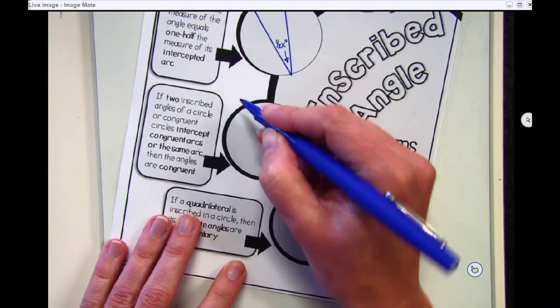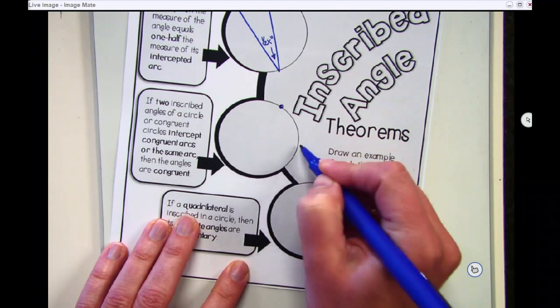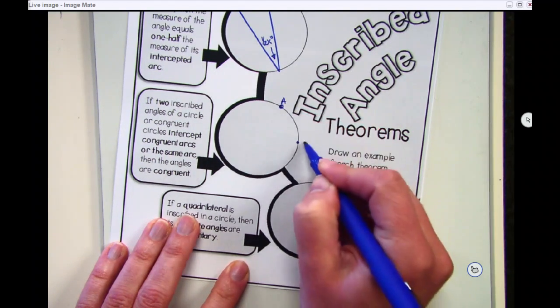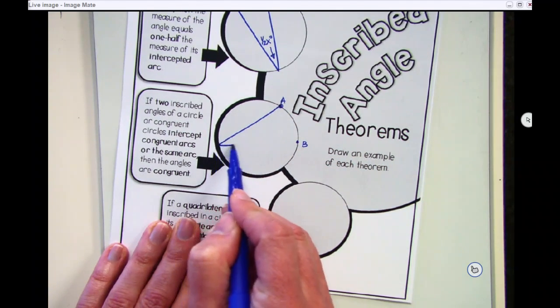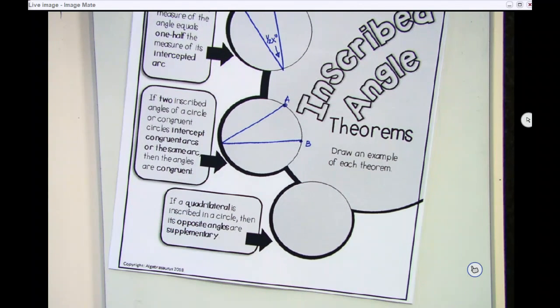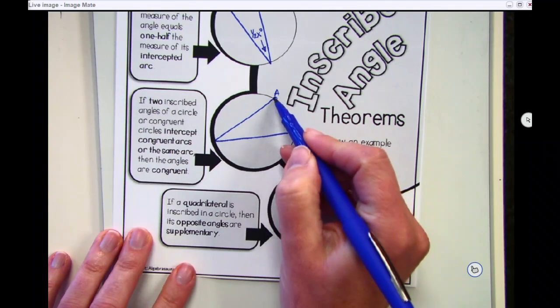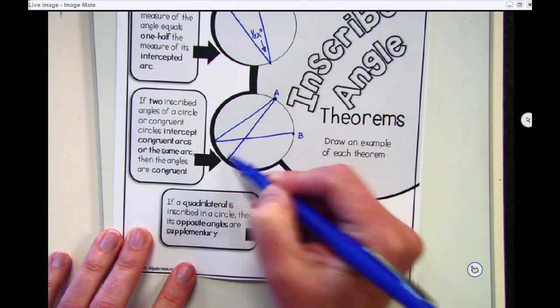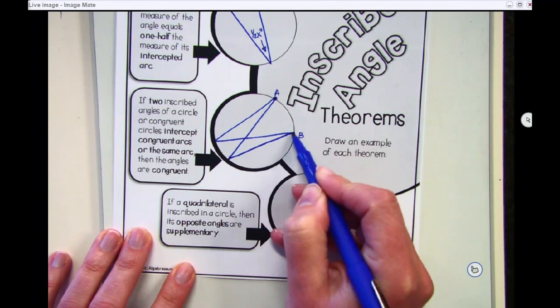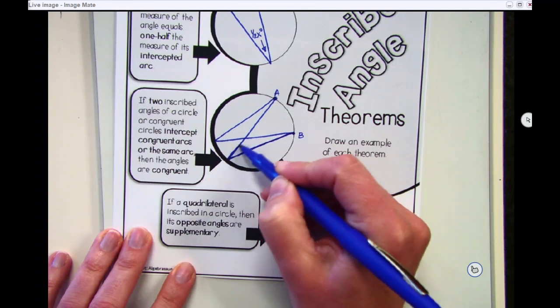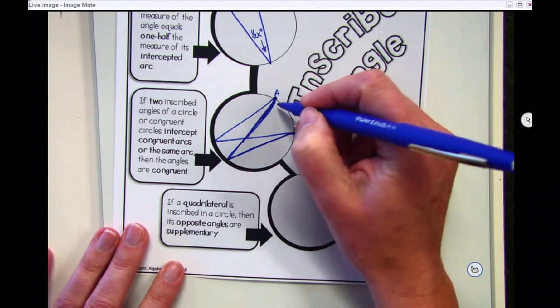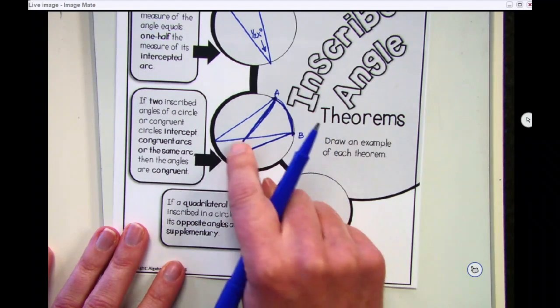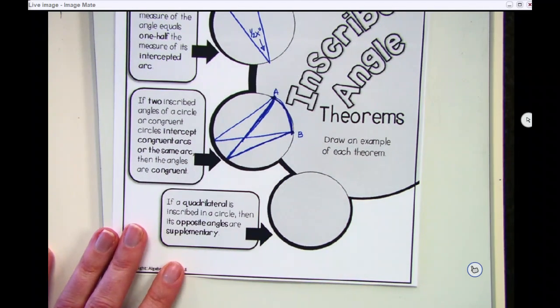Okay, now I'm going to have arc, let's put A and B right here. We're going to have an inscribed angle that intersects that arc. And then I'm going to have another angle that inscribes that exact same arc. So if they have the same arc right here, what do you expect to happen with the angle measure?